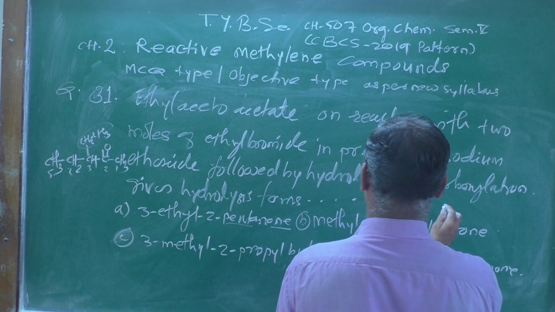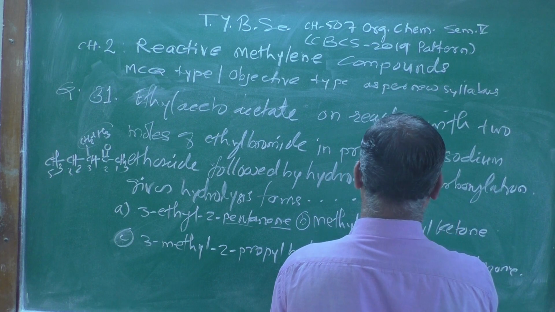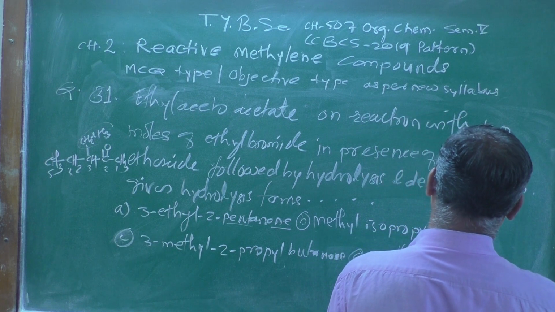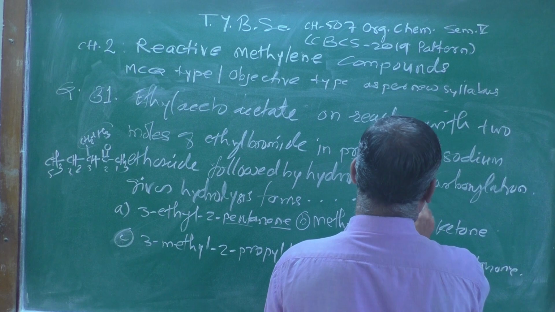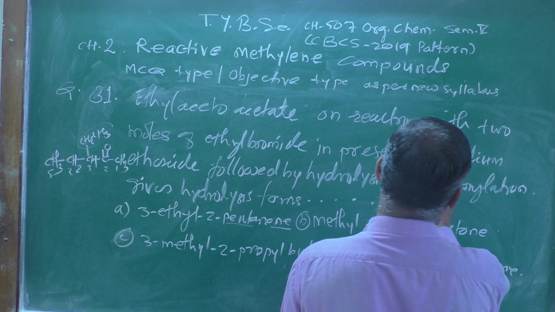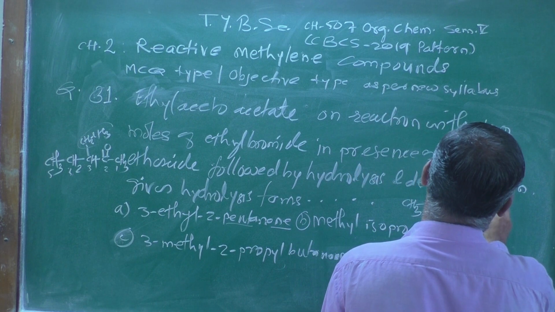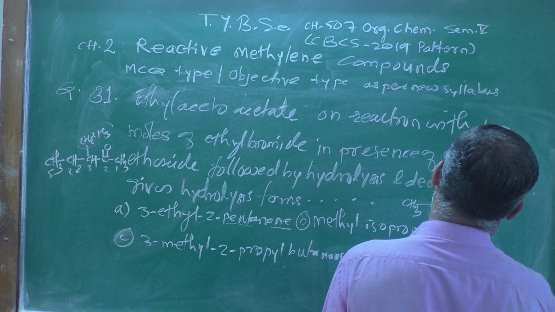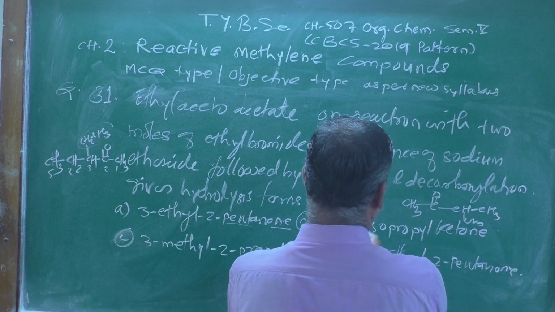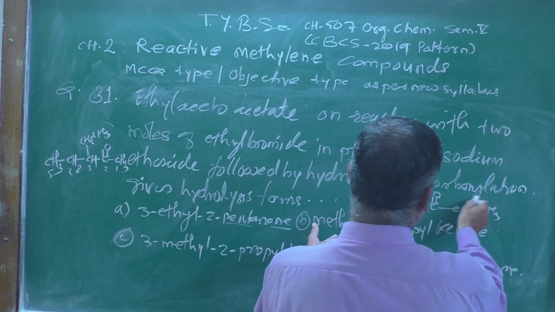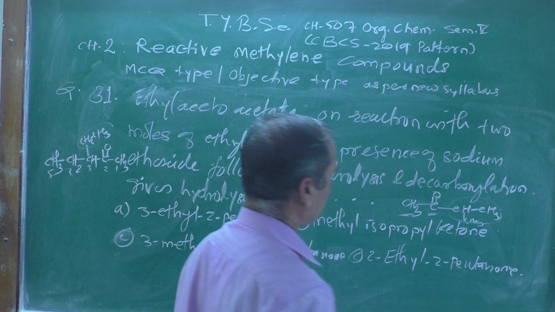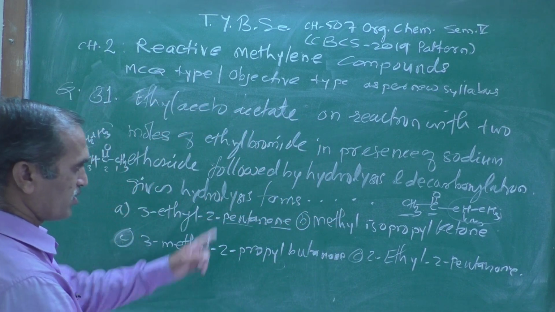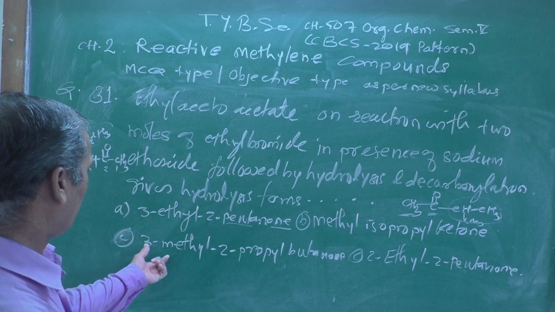Here methyl isopropyl ketone means there is a carbonyl group. Let me draw here CH3 methyl, this one, and here CH, CH3 and this CH3. This is a methyl, and this is an isopropyl group, and this is a carbonyl group. This would be the structure of methyl isopropyl ketone.